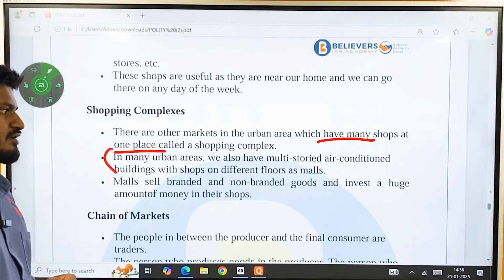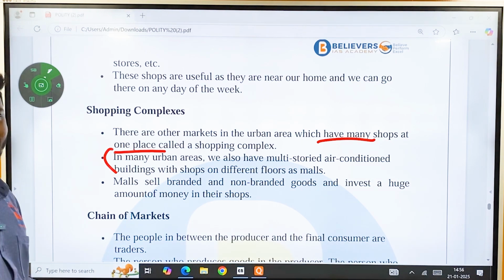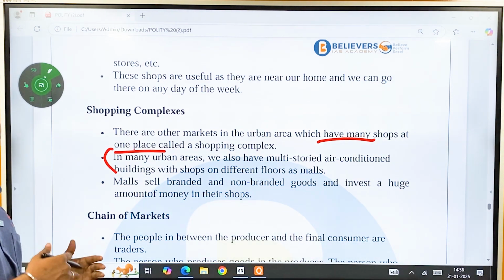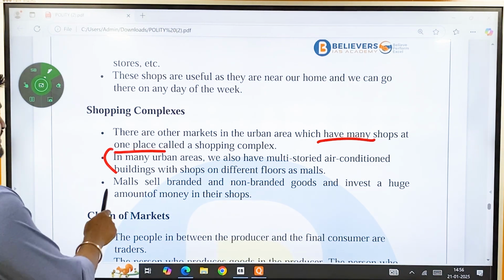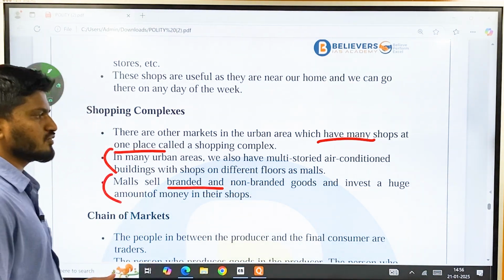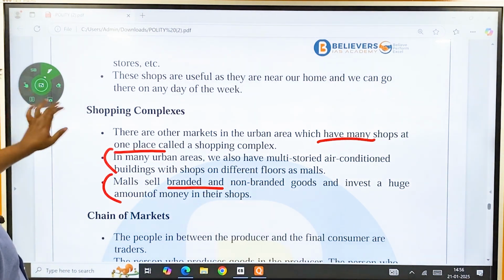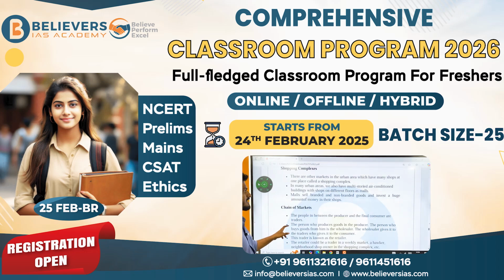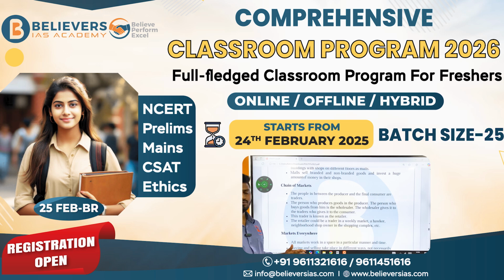In many urban areas, we also have multi-storied air-conditioned buildings with shops on different floors, called malls. A step higher than shopping complexes is the shopping mall. Malls sell branded and non-branded goods and invest a huge amount of money in their shops. In Bengaluru you can see malls such as Lulu Mall, Mall of Asia, etc., which are huge in size and house so many varieties of shops selling so many varieties of goods as well.